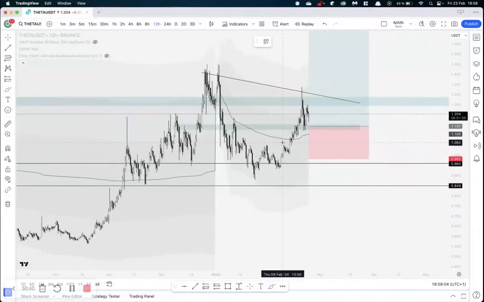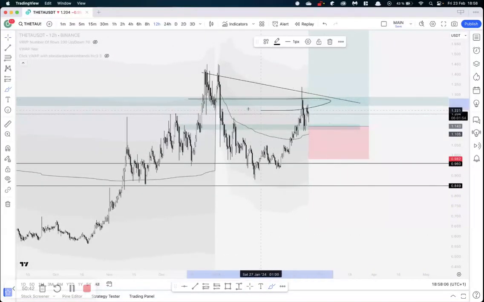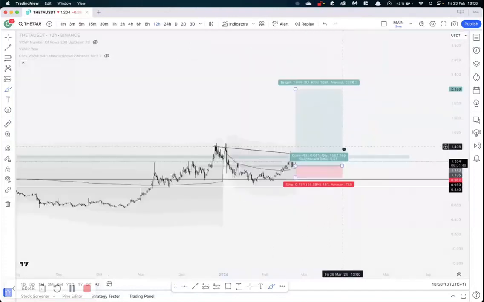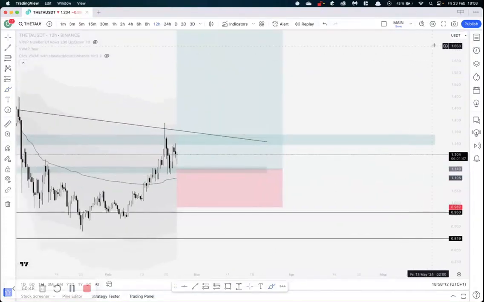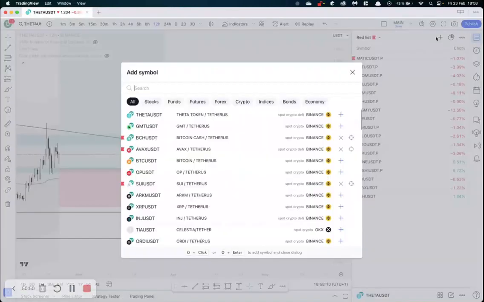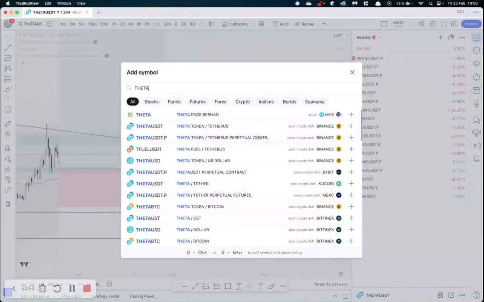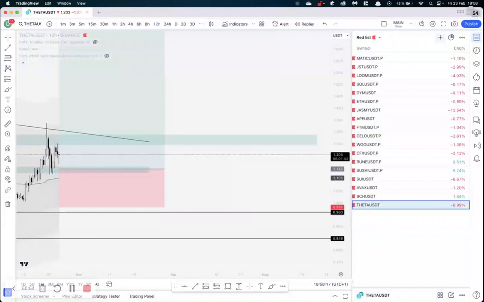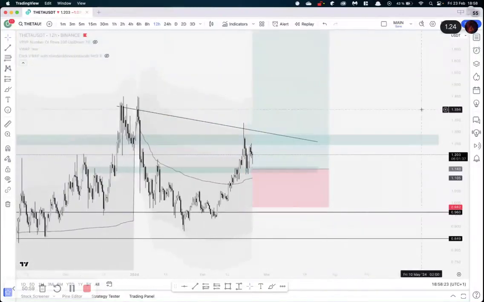Only thing in your way is this huge support resistance, which is going to be difficult to break through. But if we do that, this can rocket. So I'll add this as well. Theta. Yeah, all right. So that's that.